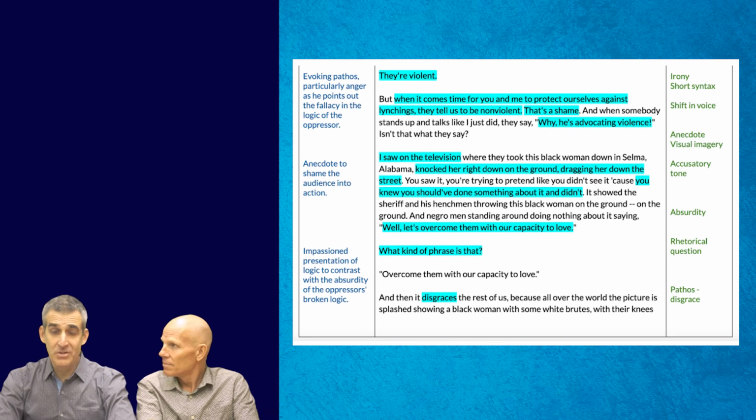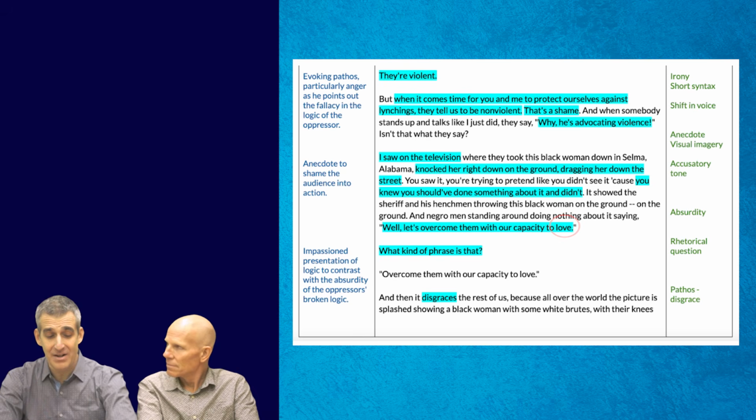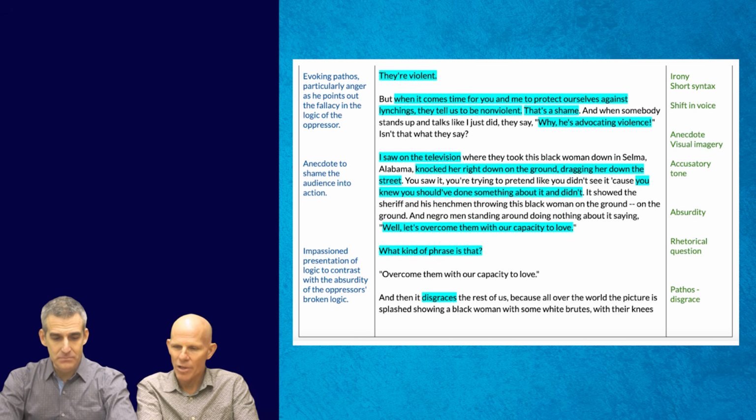Yeah, he continues with those allusions by talking about Selma, what happened to the woman, and then he actually challenges the audience through a rhetorical question. Talking about this idea of loving the oppressor, he says, what kind of phrase is that? I think he's directly challenging his audience at that point. Yeah, this idea of overcoming them with our capacity to love, he doesn't agree with that.